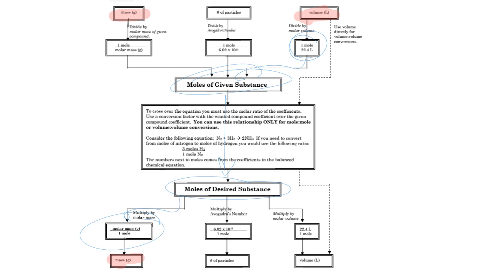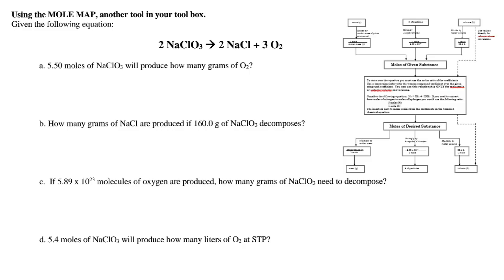So what the flow chart does is it allows you to either check your work from the Bridge in the Valley or the poem, or you can use this to set up your work. It's just one more tool that you can use to get the correct answer. For these four examples, we're going to use the flow chart exclusively to set up our problem, and I'm going to show you how you would use it.